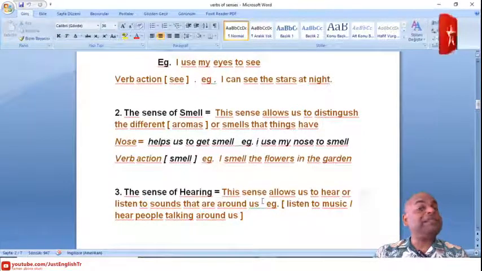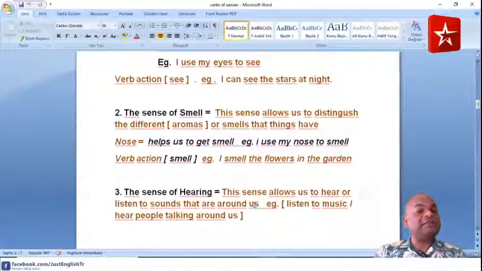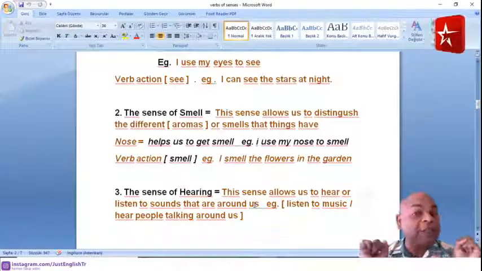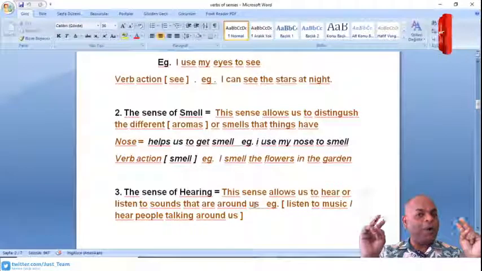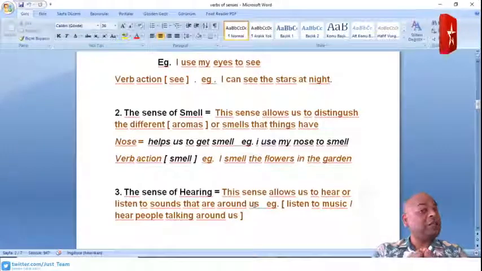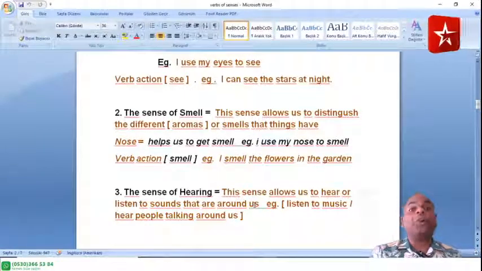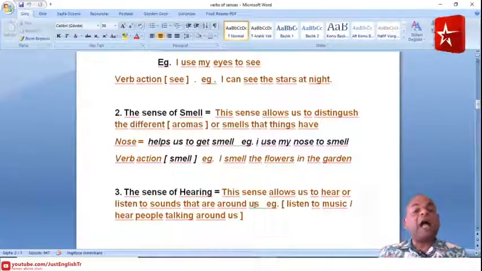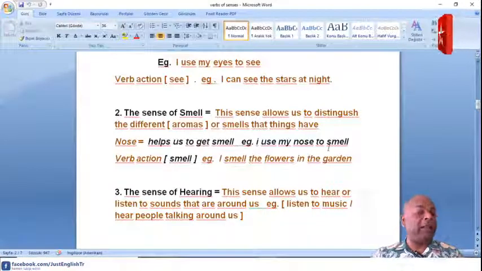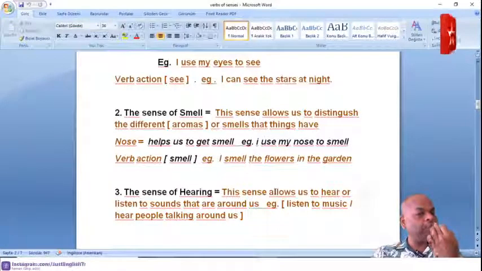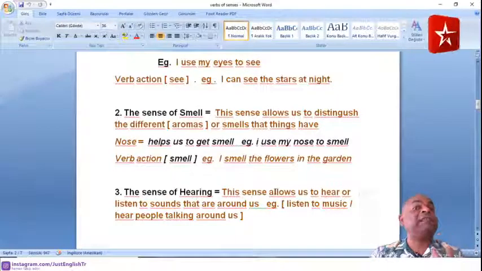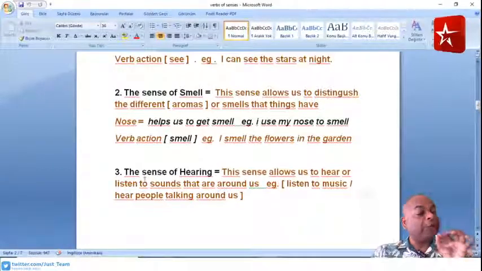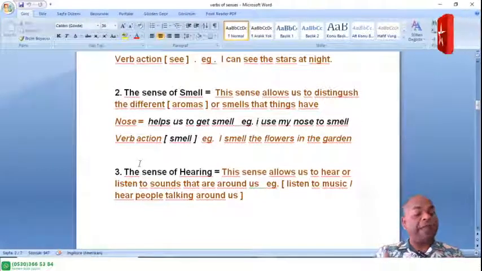Now, for example, when you say the sense of smell, that is taking part with the nose. Am I right? Do you smell with your nose, guys? Hello, where are you guys? We are talking about sense of smell. We're into the second verb of sense. Nose helps us to get smell. Example, I use my nose to smell. Now that is what your nose is used for. It's used to smell something good or bad. Now that's a sense you get to smell. Alright? Now remember here, smell is your verb action.